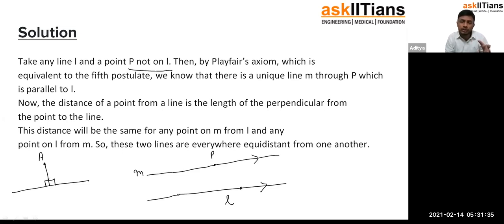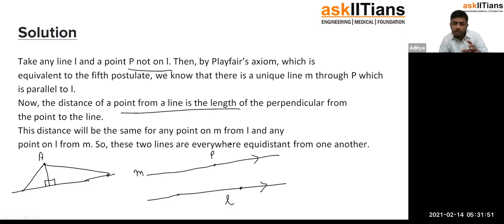Whenever we talk about distance of a point from a line, we will not take this distance. We will always talk about perpendicular distance, correct? So distance of a point from a line is the length of the perpendicular from the point to the line.